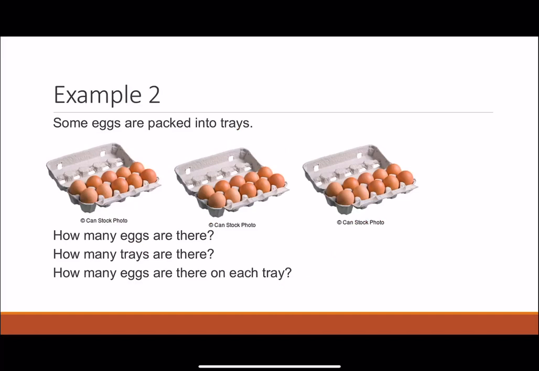Some eggs are packed into trays. Let us count the number of eggs in each tray. 1, 2, 3, 4, 5, 6, 7, 8, 9, and 10. So boys and girls, we know that there are 10 eggs in each tray. First question, how many eggs are there? So we are to find the total number of items. We know that in each tray there are 10 eggs. And we know that there are 3 trays. To find the total, we multiply 10 by 3, which will give us 30. And we know from our earlier lessons that multiplying numbers in any order will give us the same answer. So boys and girls, there are 30 eggs altogether.